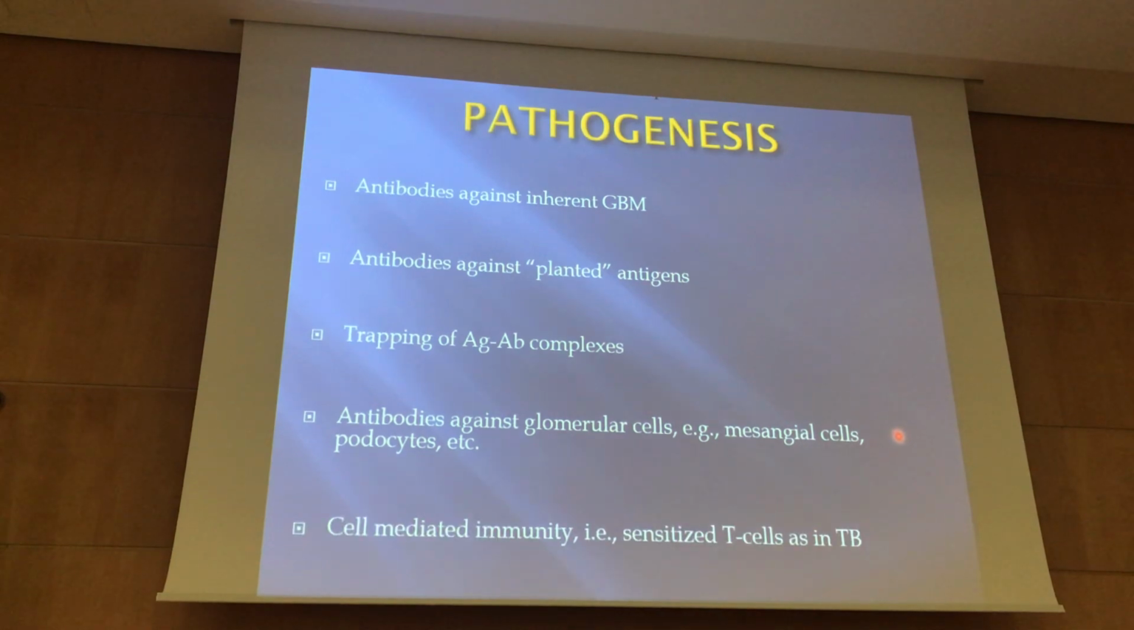Then we have antibody against glomerular cells, like the mesangial cell, like in your case, today's PBL. IgA is attacking the mesangial cell, and you did IMF and it was granular. Why? Because it is haphazardly placed. And finally, cell-mediated immunity, that is the sensitized T cell, as you see in tuberculosis.